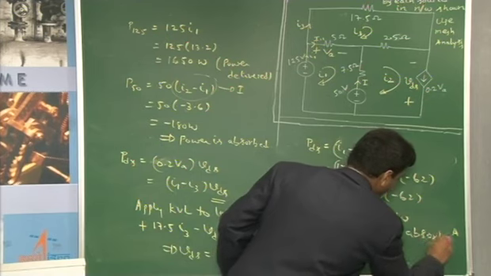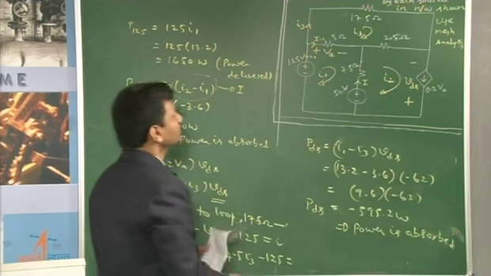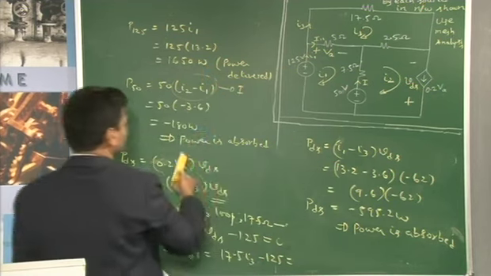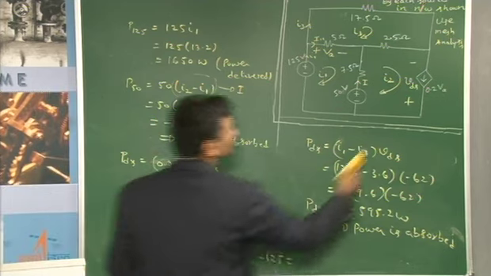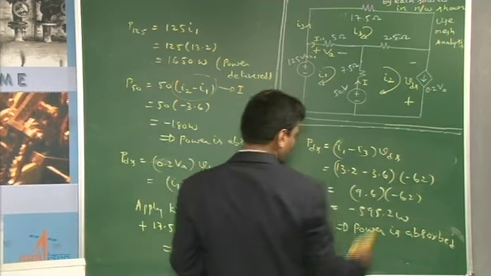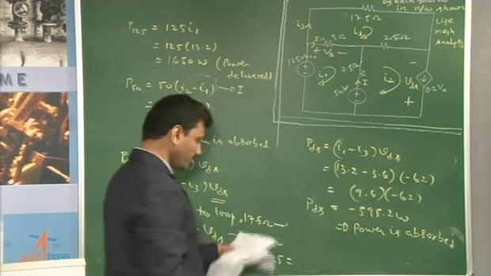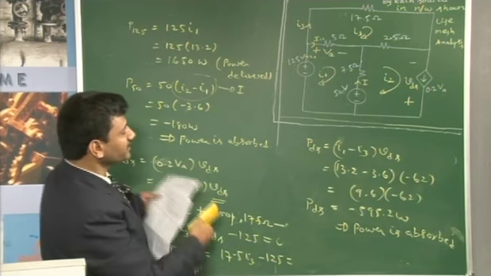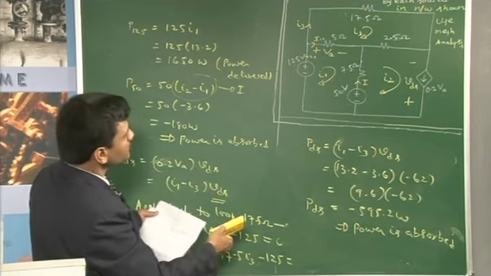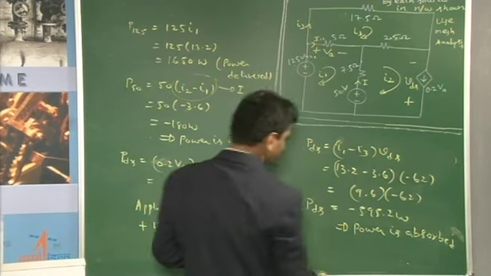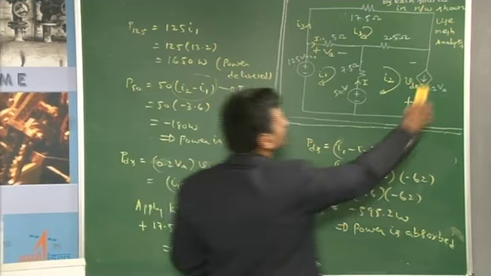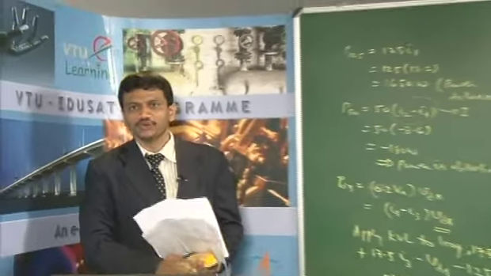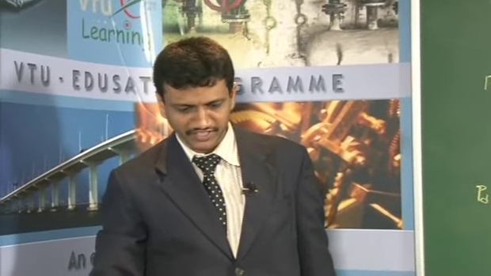So what can I conclude now? This delivers the power of 1650 watts. This absorbs the power of 180 watts. This current source basically absorbs the power of 595.2 watts. Our objective was to calculate the power delivered or power absorbed value of all these sources, which we have done effectively by using mesh analysis. So this completes the problem. Now we will go to the next problem.